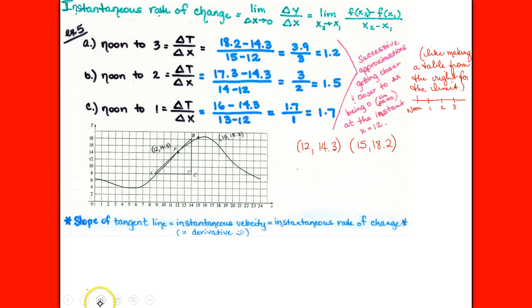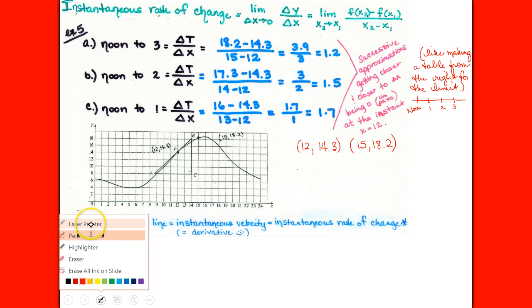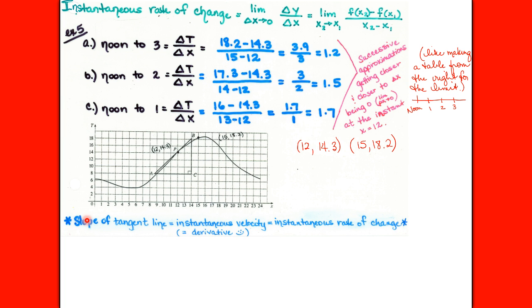So they asked me to find the average rate of change of the temperature with respect to the time. So we want the change in the temperature over the change in the time. I'm literally just doing slope. It's as if I'm looking at this and saying this is x1, y1, this is x2, y2.